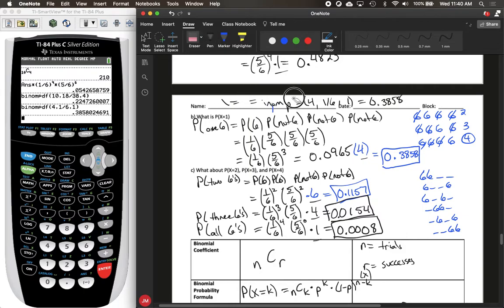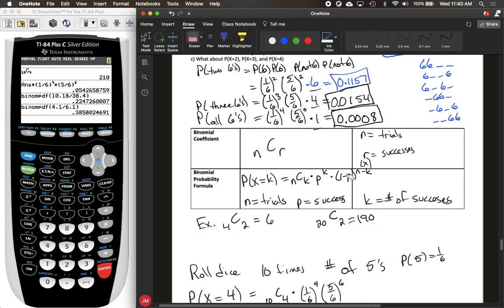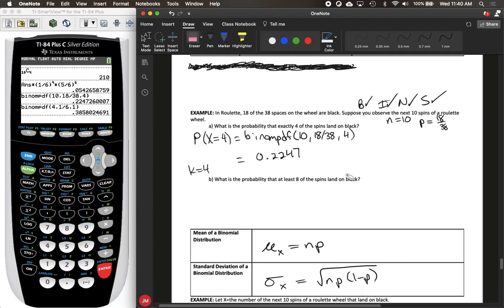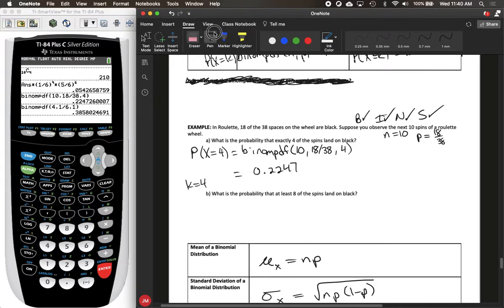But it's a good idea to understand where that comes from and not just to know how to put it in your calculator. Let's next take a look at a probability where you want to know not just one, but multiple successes. So what is the probability that at least 8 of the spins land on black? In other words, what is the probability that x is greater than or equal to 8? Well, I suppose you could do that by taking the probability that x was 8 plus the probability that it was 9 plus the probability that it was 10, but now you're going to have to find 3 probabilities when you could just find 1.